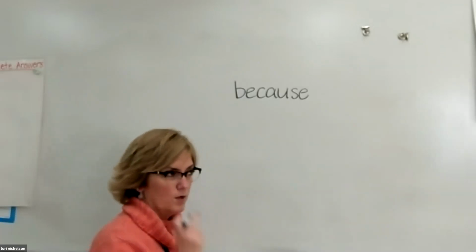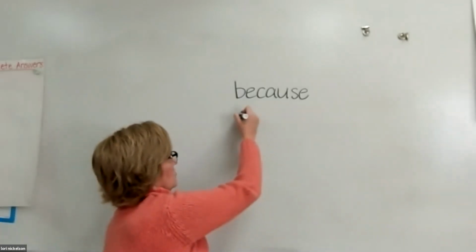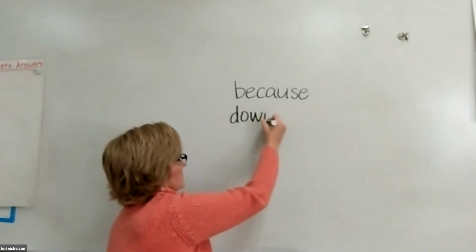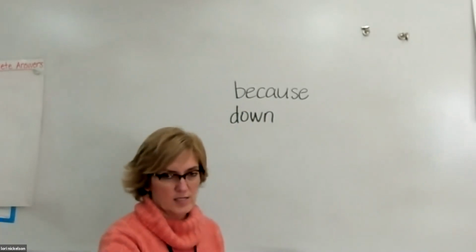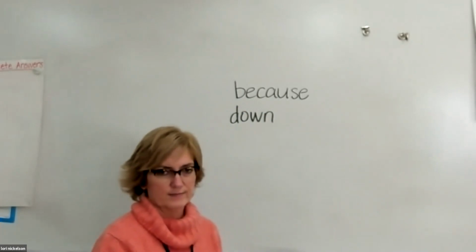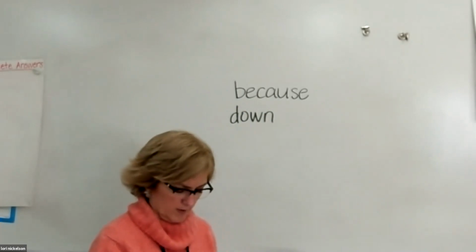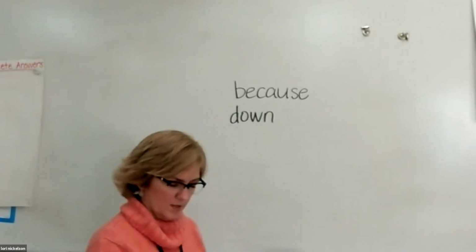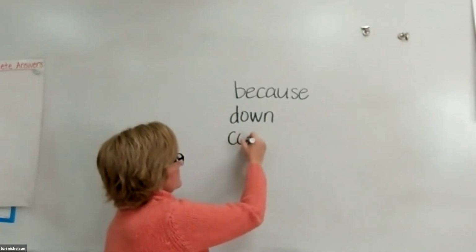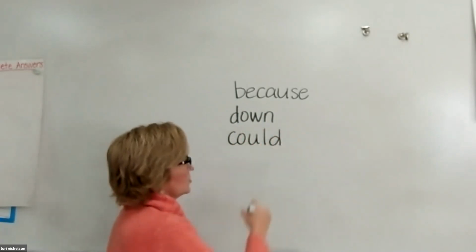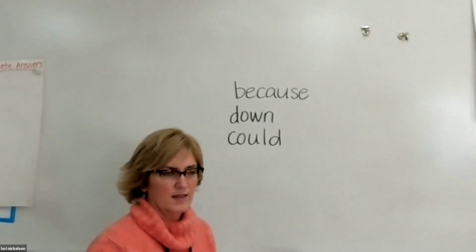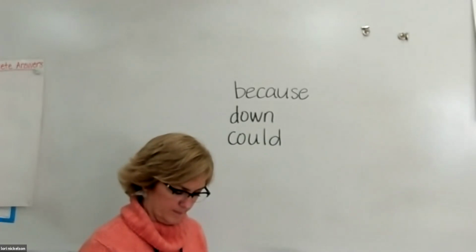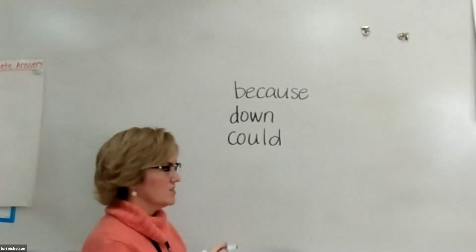Your next word I want you to write is down. Down. Now, once you've written that, close it and write it on the other side. Good. Our next word to write, could. Could. Say the word could. Okay, and then write it on the next side. Great. Let's move on to our next word.